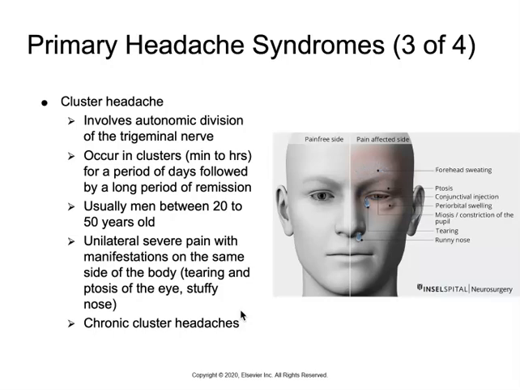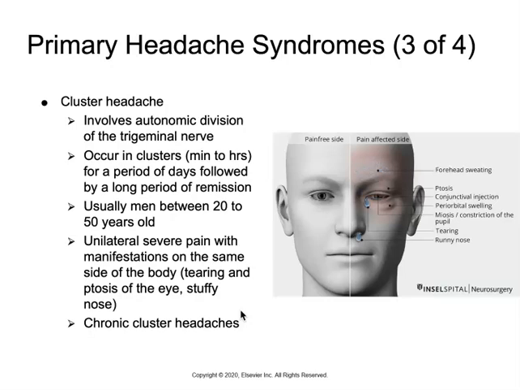Another type is going to be cluster headaches. These are severe unilateral headaches that involve the autonomic division of our trigeminal nerve, and they occur in clusters, hence its name. It lasts minutes to hours over several days, followed by long periods of remission.